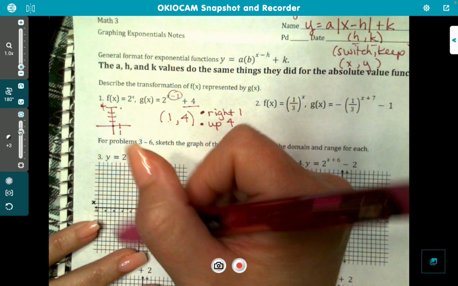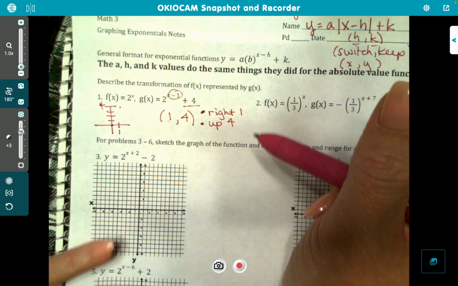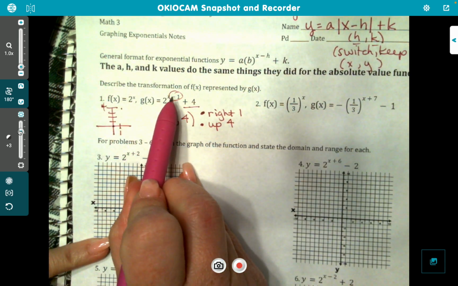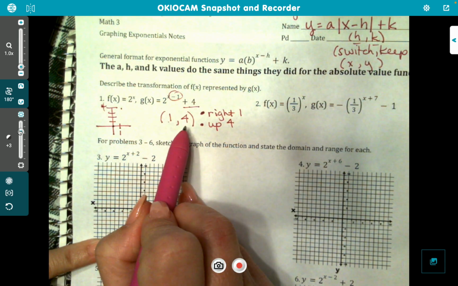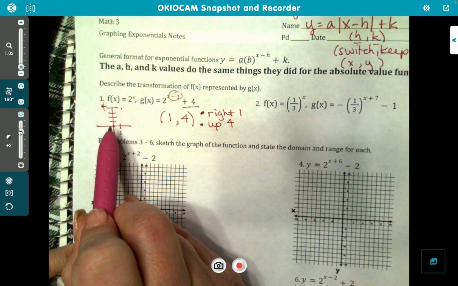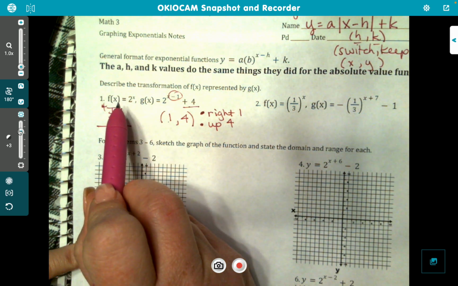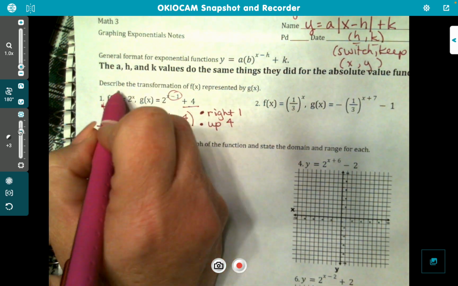And that's it. We're going to graph these in a minute, and you'll see more what it means. But you're going to, again, just switch, keep, write this ordered pair, and then think, how would I get to the ordered pair from the origin? I would go right 1 and up 4. And those are your transformations, okay?